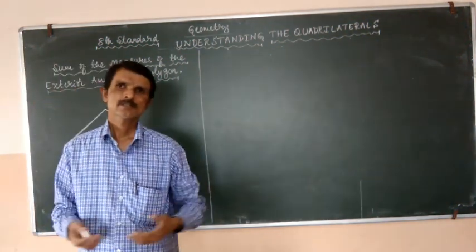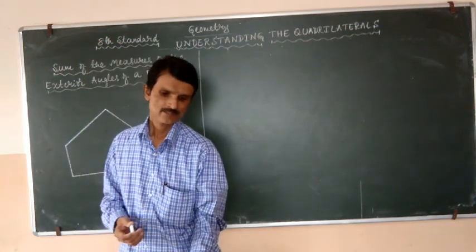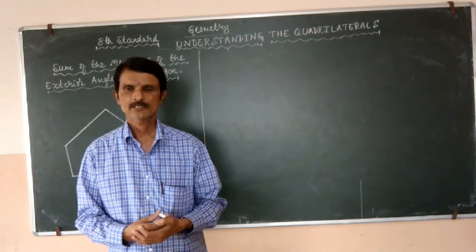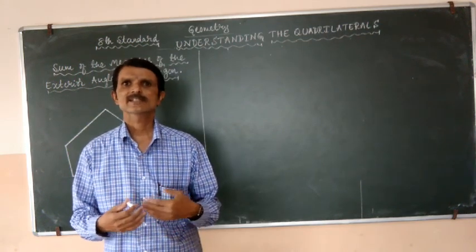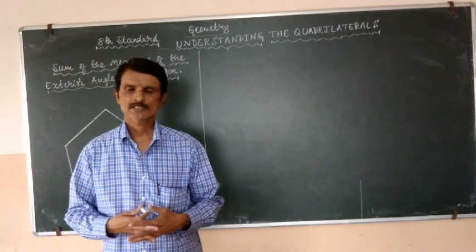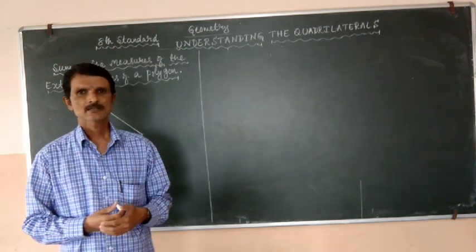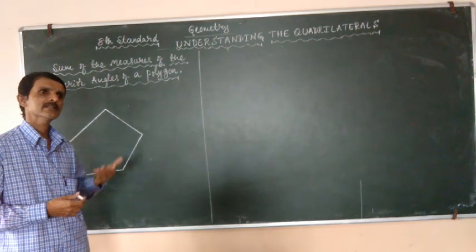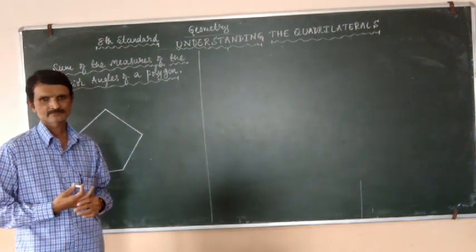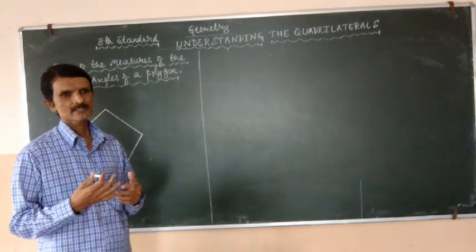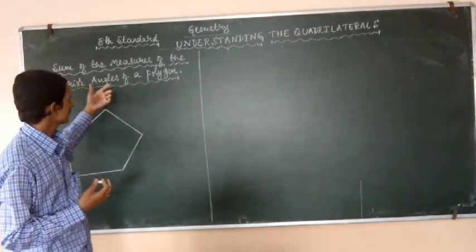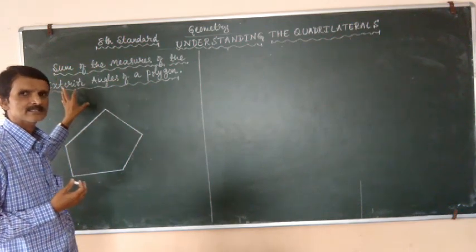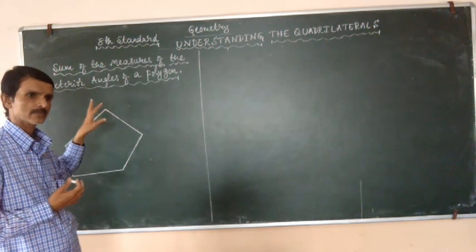Students, we know how to find out the sum of the interior angles of the given polygon. Shall we see the sum of the exterior angles of the given polygon? The sum of the measures of the exterior angles of the given polygon.